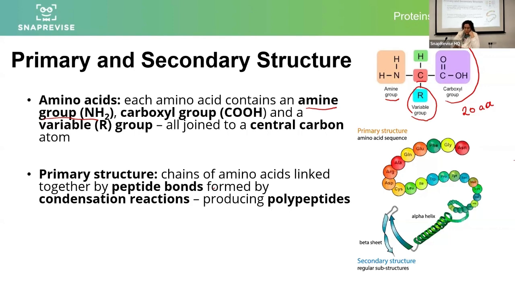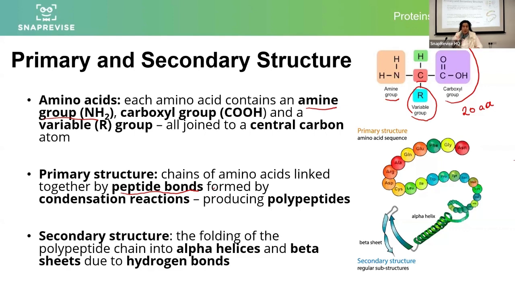What is the primary structure of a protein? This is basically the first step in building a protein in translation. And it is simply a chain of amino acids linked together by peptide bonds. For all biomolecules, proteins, carbohydrates, nucleic acids, the name of the bonds that link the monomers are really important. And they're formed by condensation reactions producing polypeptides. It's important to know that the word polypeptide and the word protein are not mutually exclusive, as we're going to see in a minute. So when you're describing the primary structure, you call it a polypeptide.